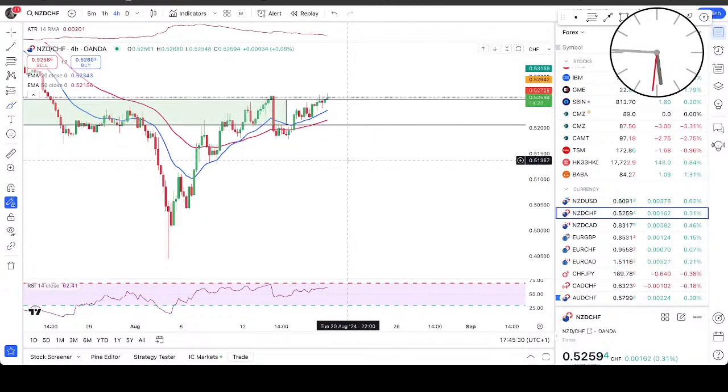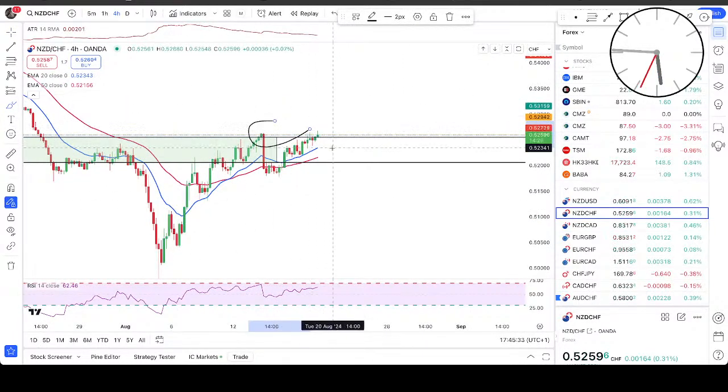NZD CHF, not taking any trades for this one until we have broken above this high with a good momentum.